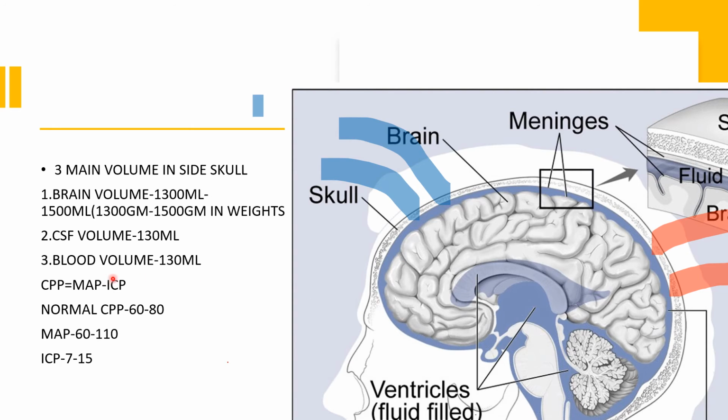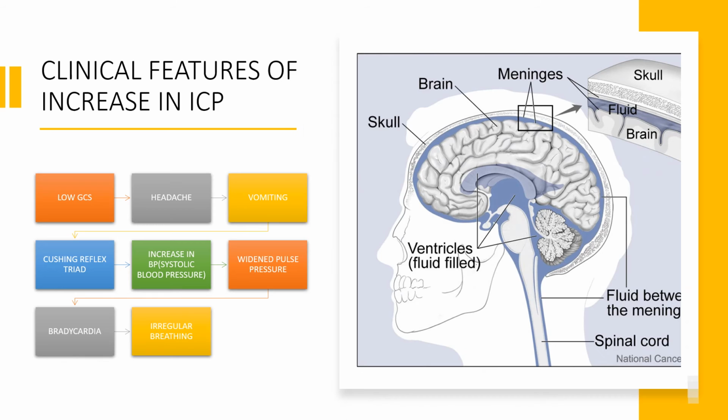Next is blood volume, that is CPP. If the blood volume entering the brain is low, like when MAP is low, then the blood coming to the brain will be low. In that case also the ICP will increase. So we'll see the clinical features of increased intracranial pressure.